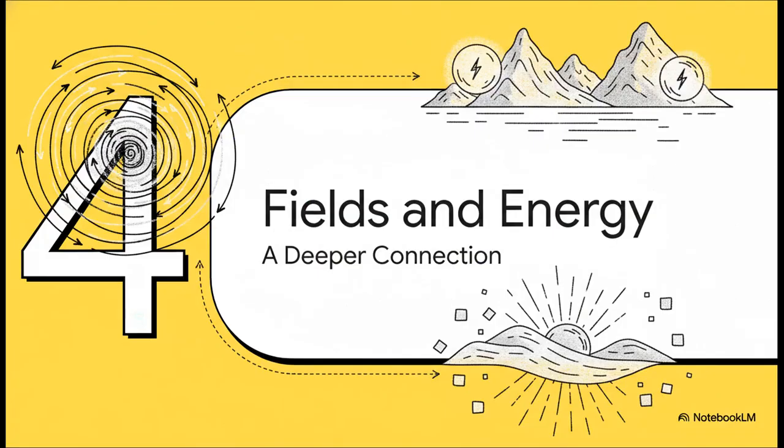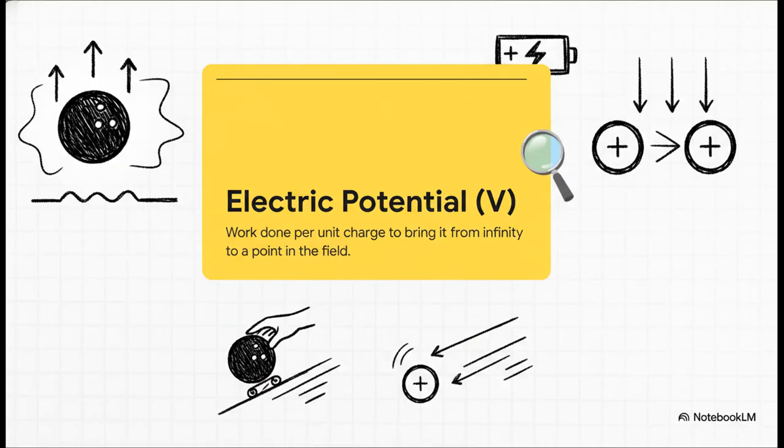And this whole idea of energy brings us to a much deeper connection. We've been talking about the field as a force, a push, but you can also think of it as a landscape of stored energy. This is something called electric potential. And honestly, the absolute easiest way to think about it is just electrical height. If you lift a bowling ball off the floor, you give it gravitational potential energy. It's the same idea. If you push a charge against an electric field, you're giving it electric potential energy. It's just stored energy waiting to be let go.